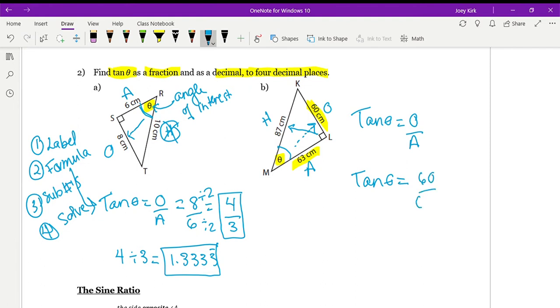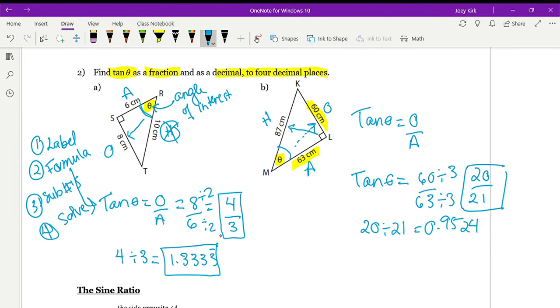And so that is 60 over 63. We can divide each of these by 3 if we want to make it smaller. So 20 over 21 would be the reduced fraction, and you should always try and reduce your fraction. And then 20 divided by 21 is going to equal 0.9524. So that's our answer as a decimal to 4 decimal places.